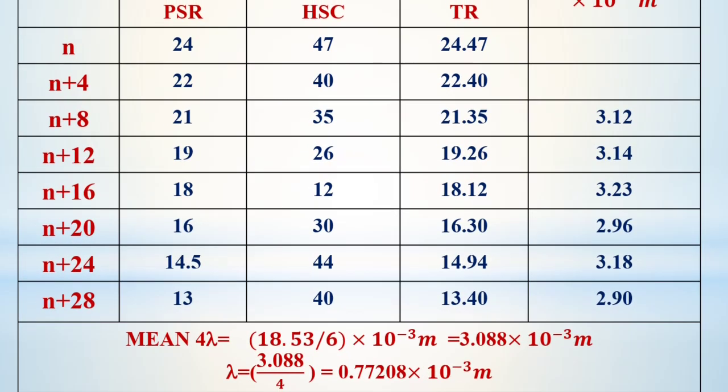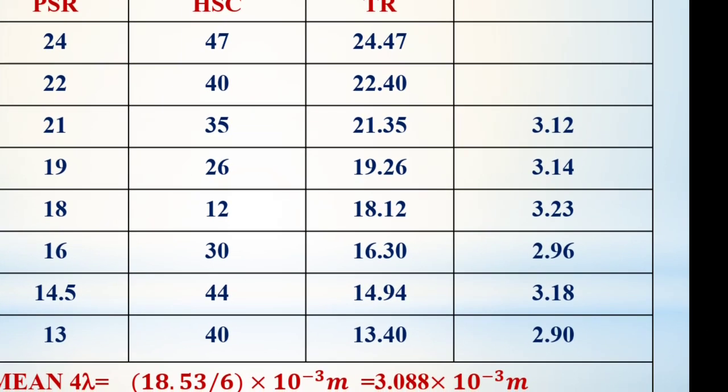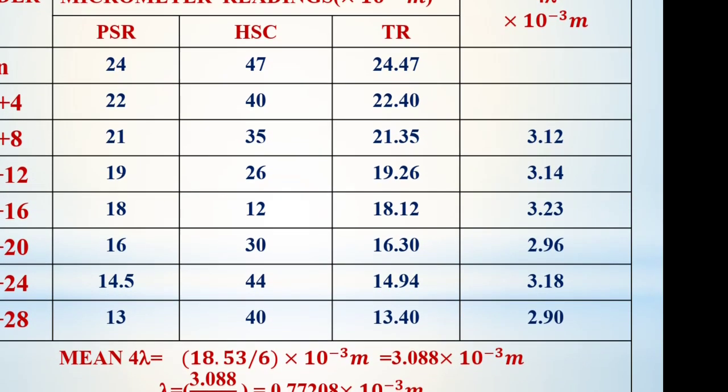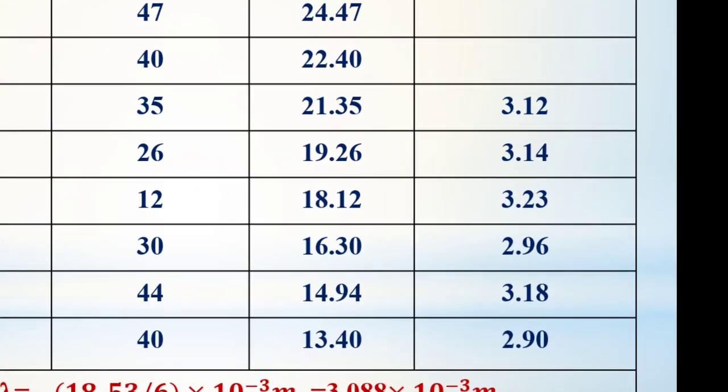In the same way, we can calculate till n plus 28. If you take the difference between the readings corresponding to n plus 20 and n plus 28, that is 16.30 minus 13.40, we will get 2.90. If you look at the last column, the 4 lambdas, we got 6 values for 4 lambda. So almost all point around 3. So 3.12, 3.14, 3.23, all point around 3.